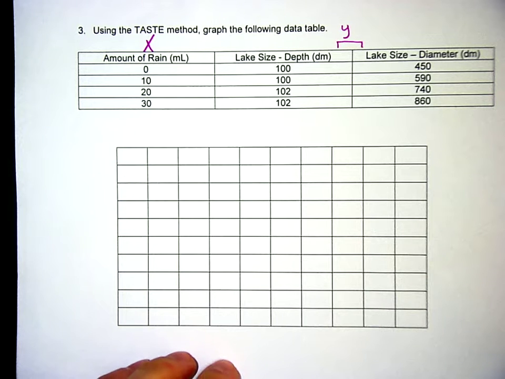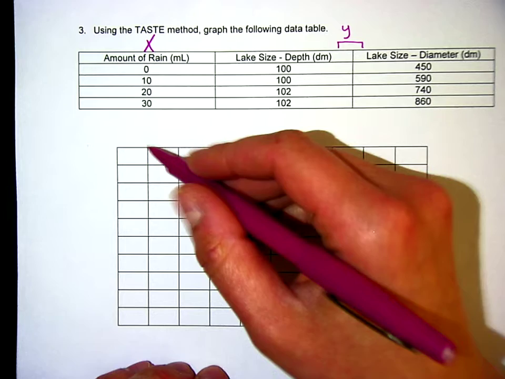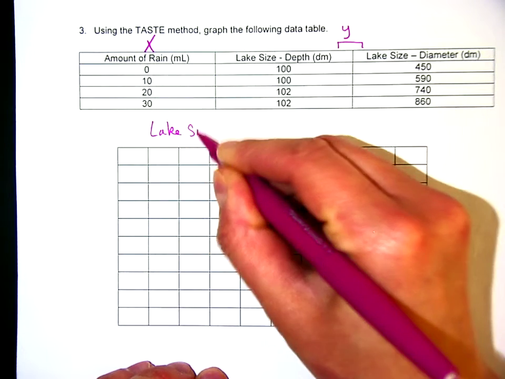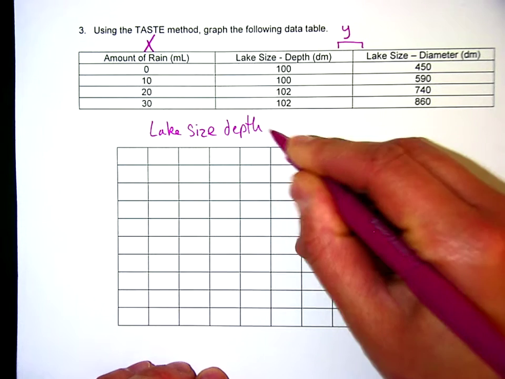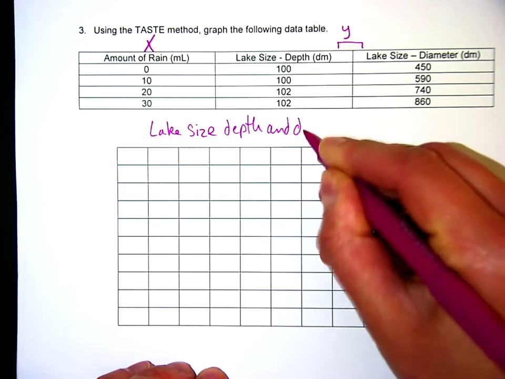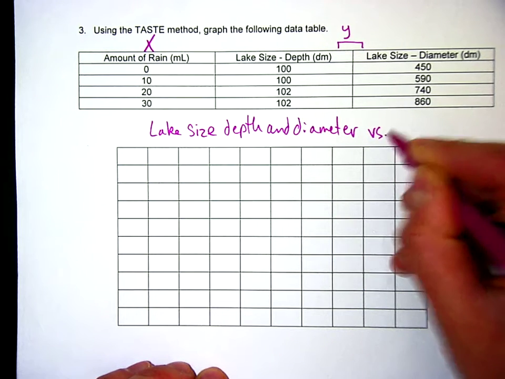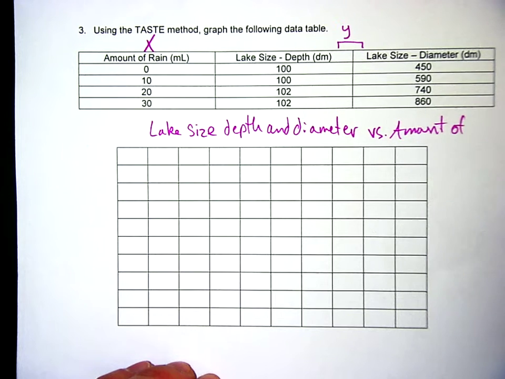The first thing we're going to do is make a title for our graph. You want to include all the variables you're working with. So for example, we would do lake size, depth, and diameter versus amount of rain.